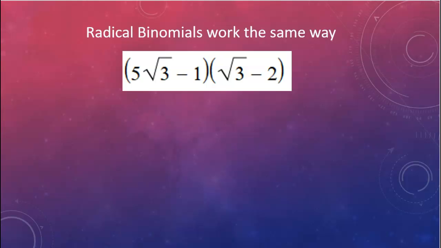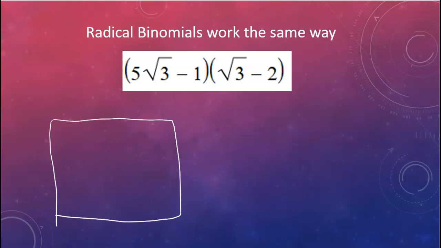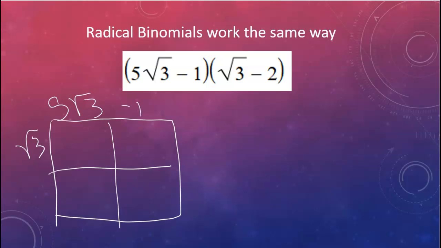Radical binomials work the same way. I'm going to put them in a box just because that's the way we did it most often when we were doing binomials. But if you're comfortable foiling them, feel free to foil. Totally up to you. Life is full of options, right? I'll make my little box. 5 square root of 3 minus 1. Square root of 3 minus 2. So this would have like a 1 in front of it, right?